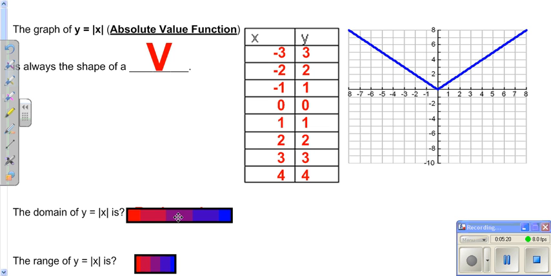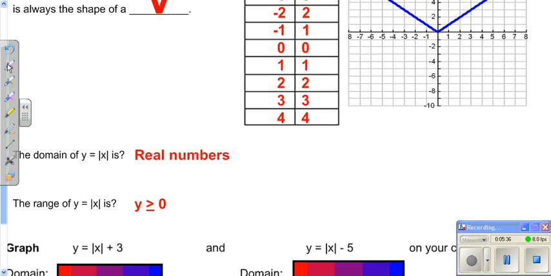The domain of your absolute value is always all real numbers. Your range here is what you get out. Notice you never get out any negatives. We get out a 0 and we get out positives. And so your range is greater than or equal to 0.